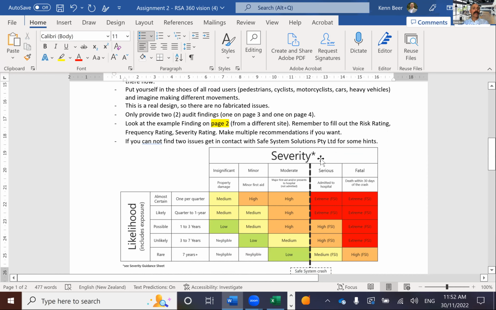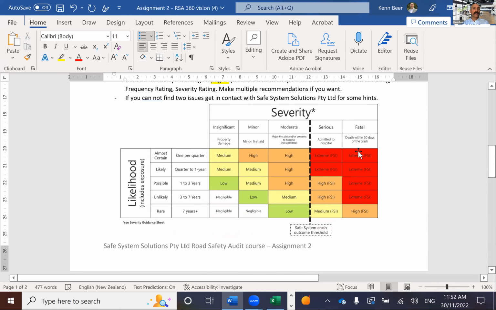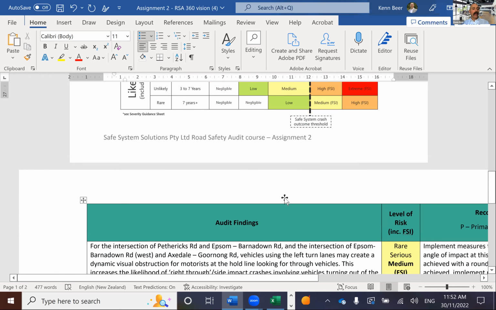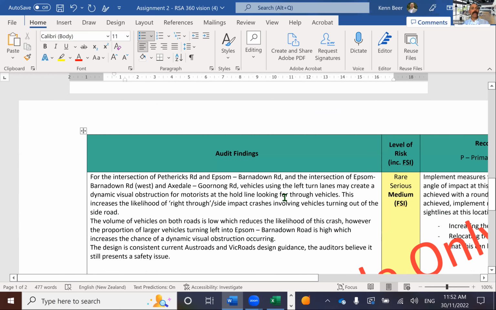We can give you some hints. Here's your risk matrix. Remember, you're going to think about how often you think this crash is going to happen that I'm concerned with, and how bad it is going to be. That's the resulting risk. And here's our example.